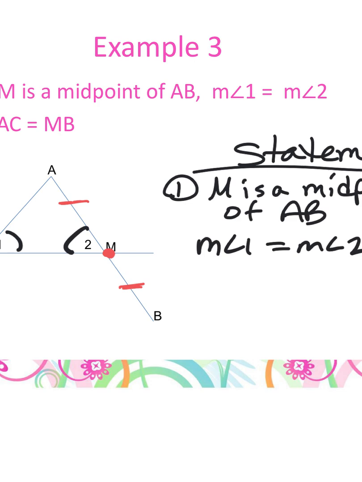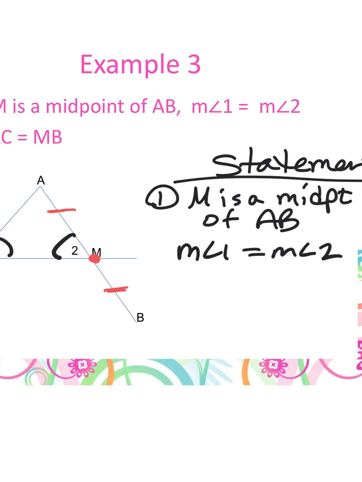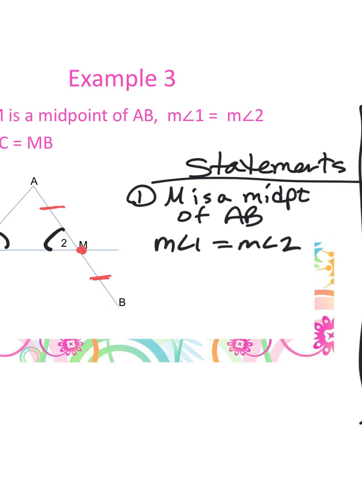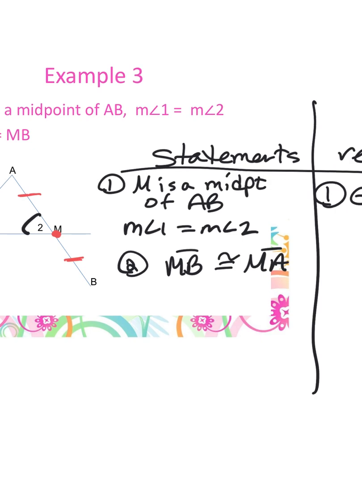Now, what I just labeled in the picture, I now have to write in the proof. So that'll be my next statement. I'm going to state that MB is congruent to MA, and those were the red marks I just added in, and the reason that I can say that is definition of midpoint.